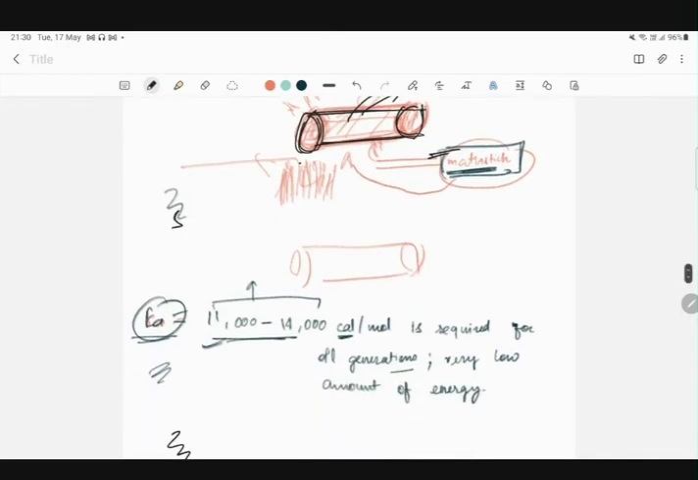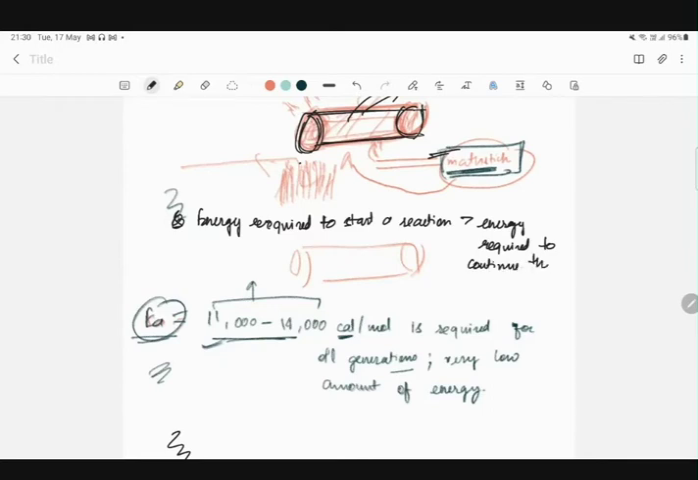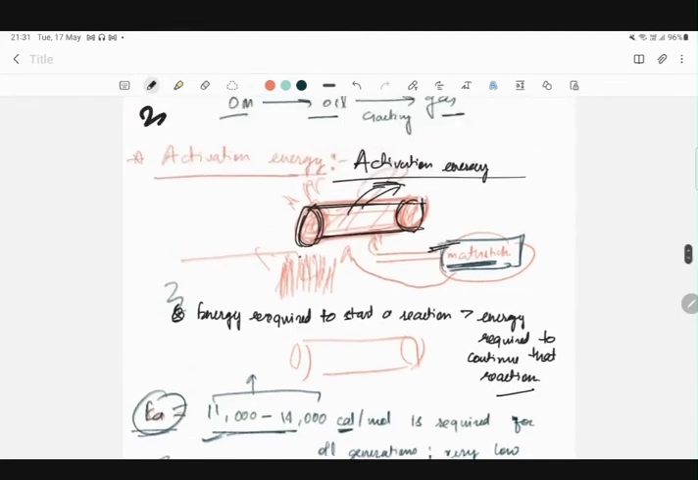This means that the energy required to start a reaction is greater than the energy required to continue that reaction. This is clear now?